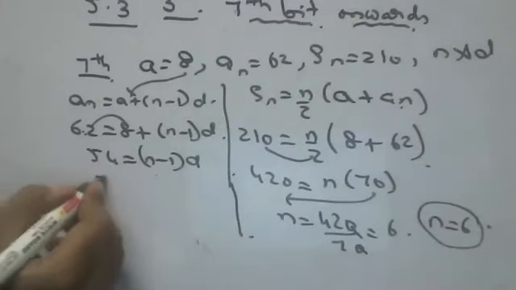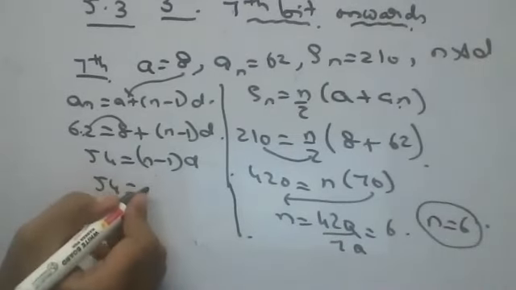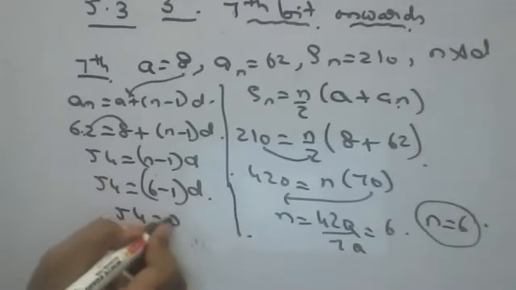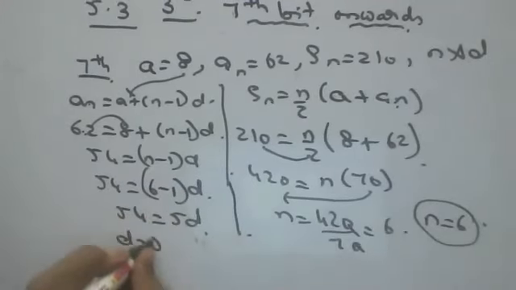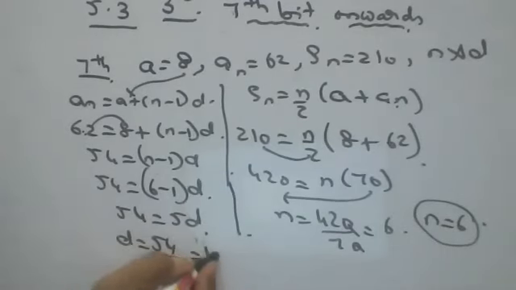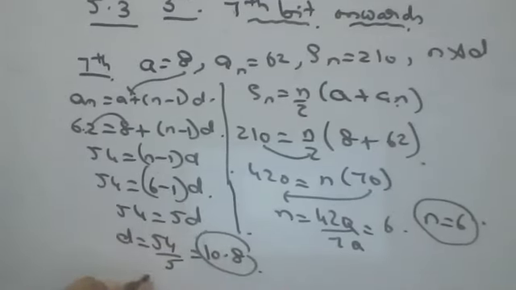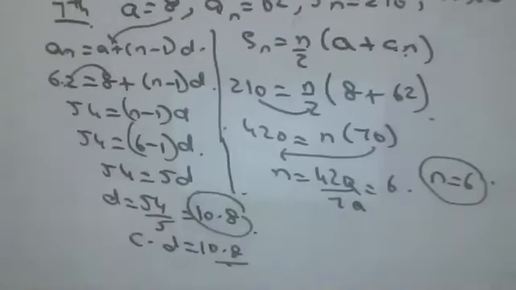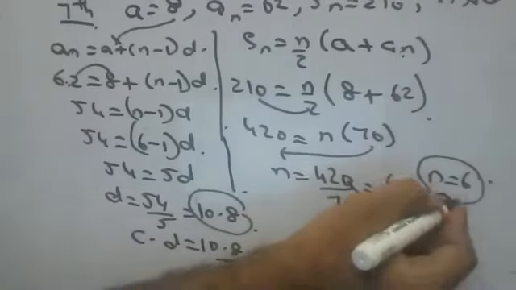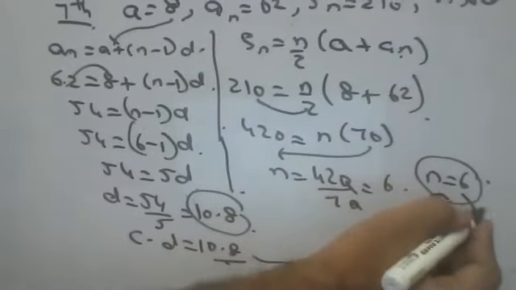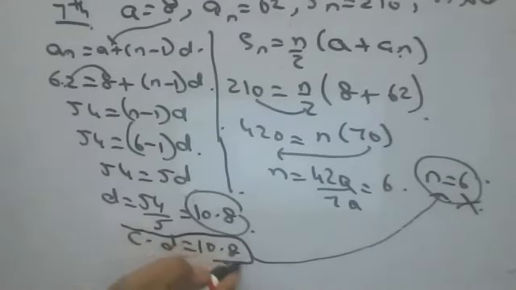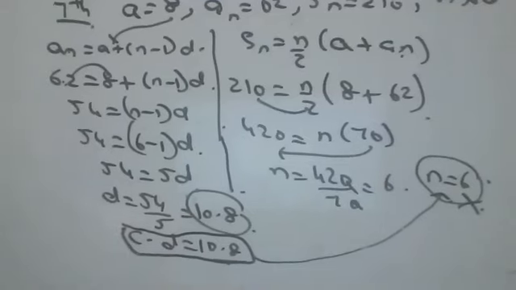So 54 is equal to this 6. I am substituting here: 6 minus 1 into common difference. Please concentrate, all of you. 5D. D is equal to 54 by 5. That is 10.8. Common difference is 10.8. Common difference can be negative, decimal, fraction, anything is okay, but N cannot be negative or decimal or fraction. Common difference can be negative or fractional, whatever it is, no problem. 10.8 is the common difference.